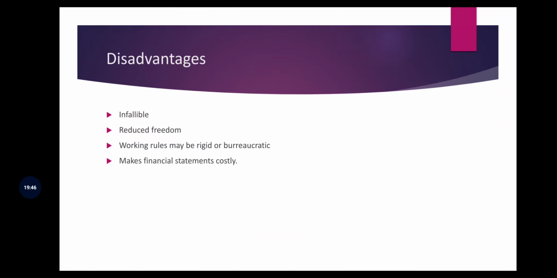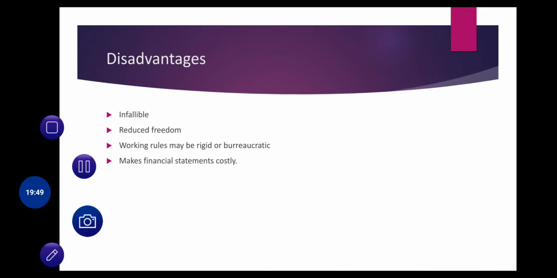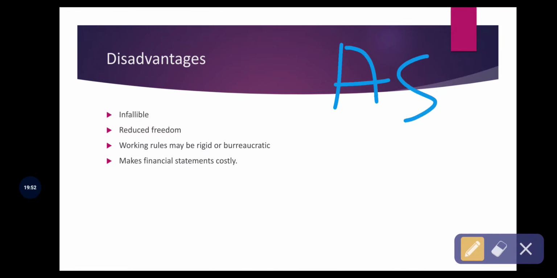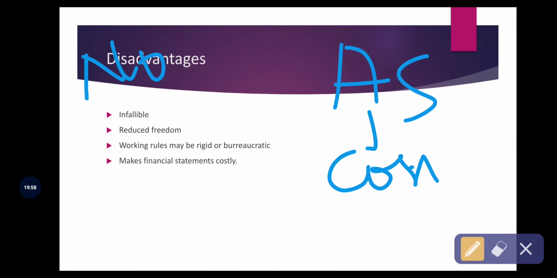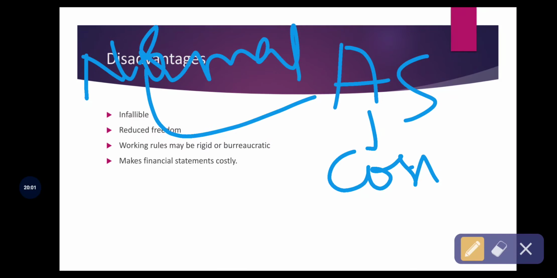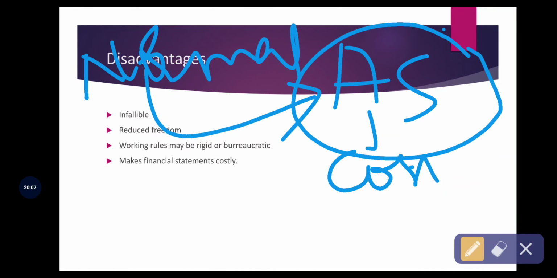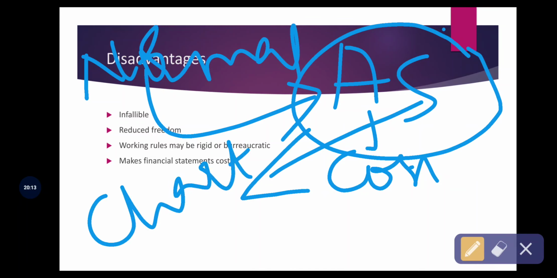Last is makes financial statements costly. If the accounting standards are followed, the financial statements become costly, because normal accountants may not easily understand the accounting standards. These standards are understood by chartered accountants only, and we know that paying chartered accountants' fees, paying the auditors' fees, is obviously costly. So indirectly, financial statements become costly if we follow the accounting standards.